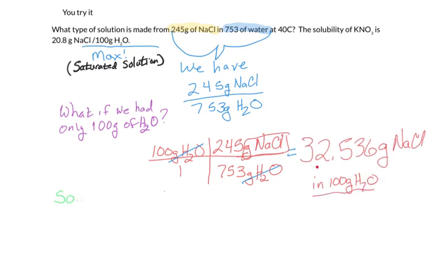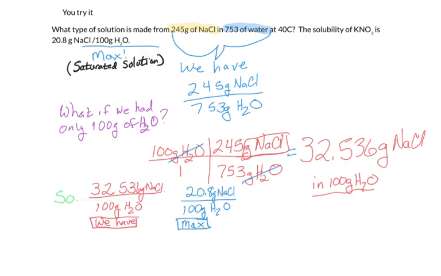So now we can compare what we have to the maximum, what we call the solubility. And you can see that what we have is greater than the maximum. And since we have more than the maximum, our solution must be supersaturated.